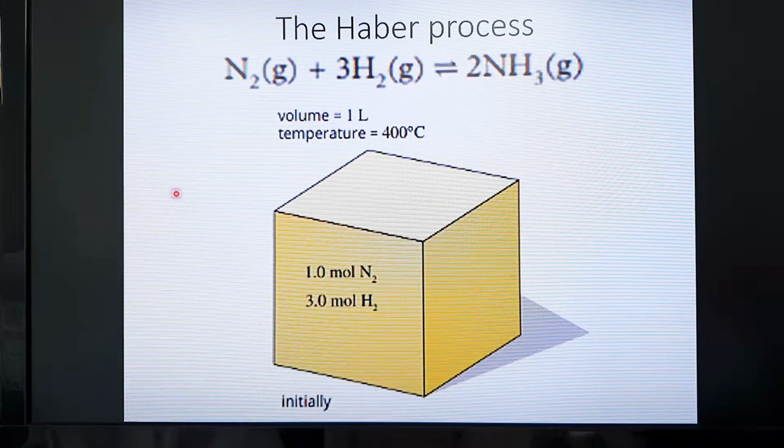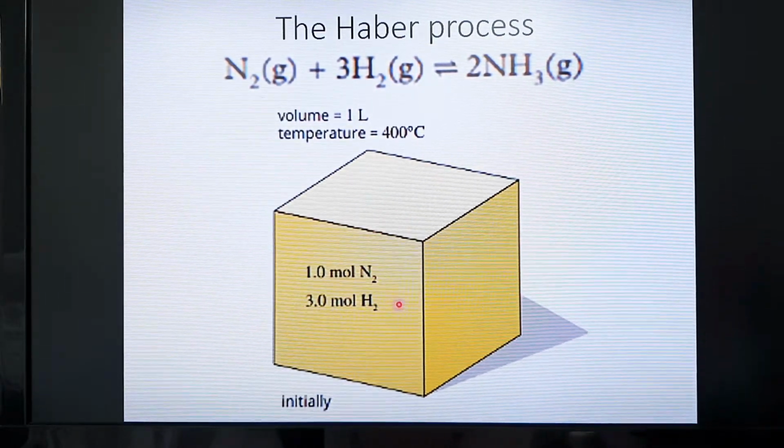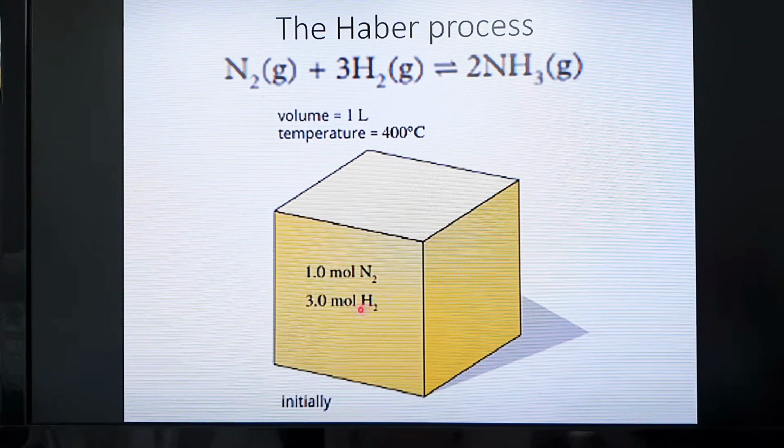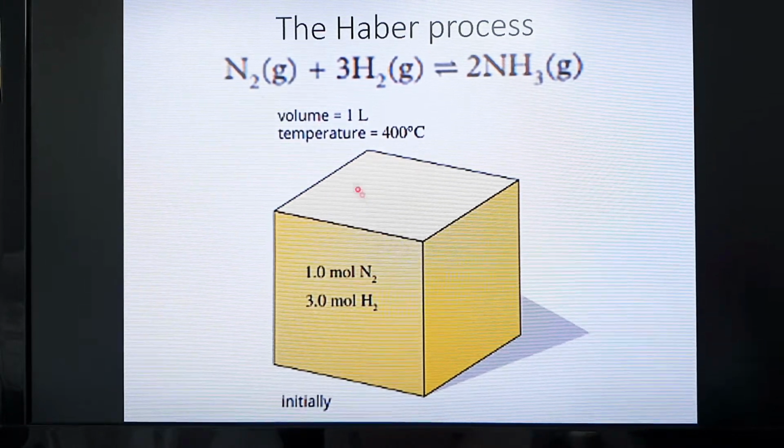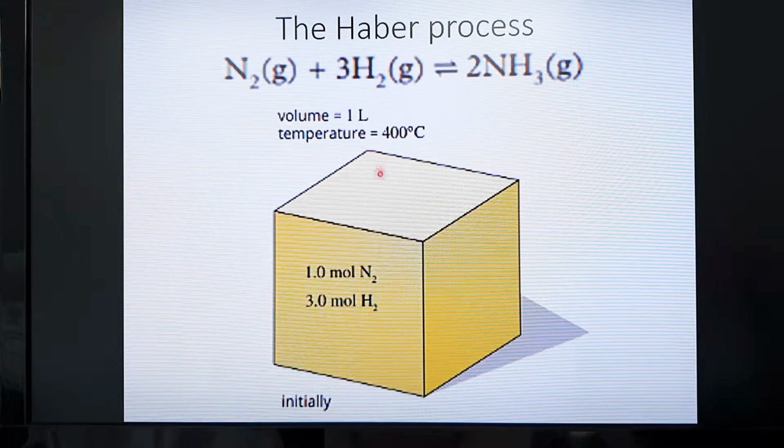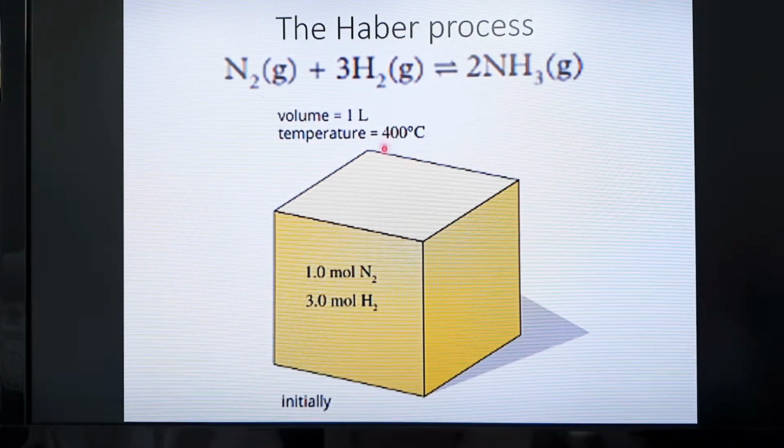So what we've got now, this is the complete reaction up here, and what we've got in our vessel is 1 mole of nitrogen and 3 moles of hydrogen gas. So what do you think is going to happen? It's in a container and the temperature is 400 degrees Celsius for the reaction to take place. So immediately you would think, well, after a while, when the reaction is complete, we're going to have 2 moles of ammonia gas in the container.